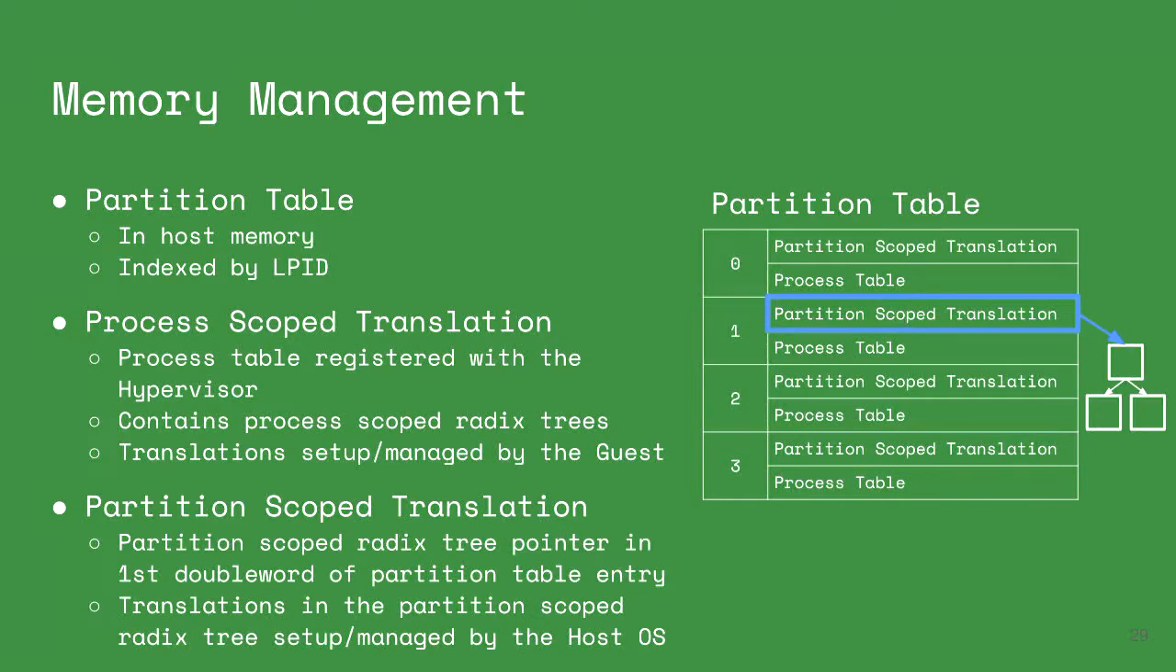What about partition scope translation though? Well, that information is stored in the first double word of the partition table entry. So we have a partition scoped radix tree pointer which points to the radix tree. And this starts empty and is generated or allocated as is needed. So we basically fault in entries dynamically. And it's completely managed by the host KVM code.